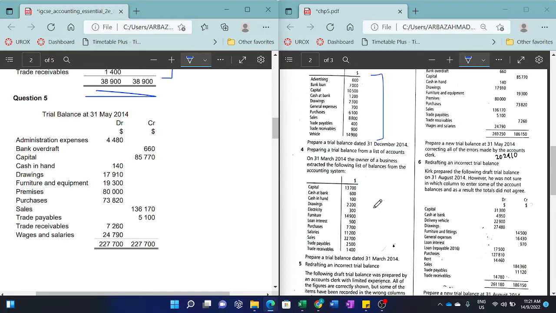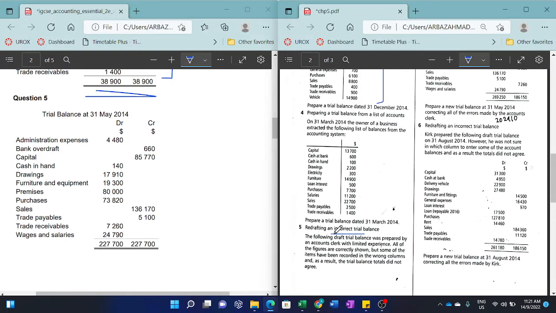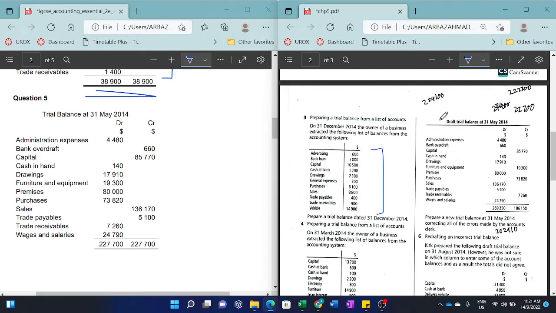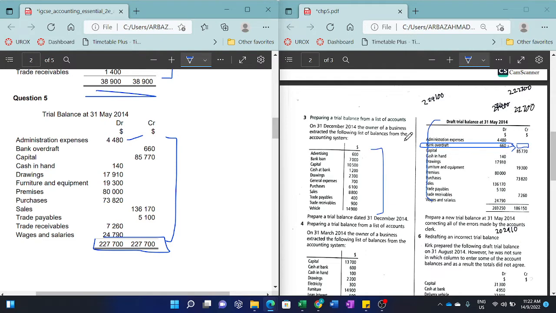Then we have question 5. Question 5 is asking us to correct this incorrect trial balance. We have to correct it. For example, here bank overdraft is on the debit side, so we should put it on the credit side. Why? Because it is a liability. We put it on the credit side because it's a liability. So here you should be getting this one, and your total should be this one.